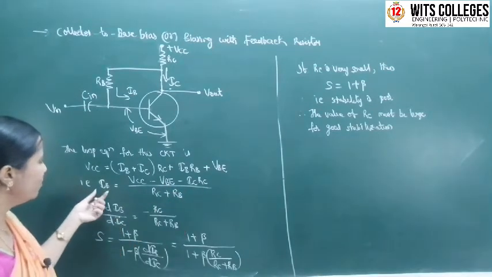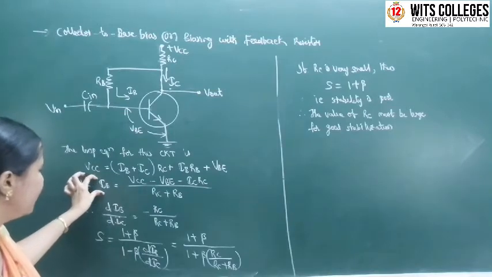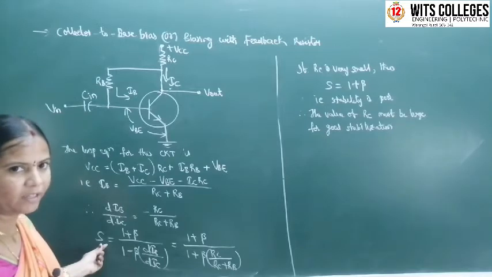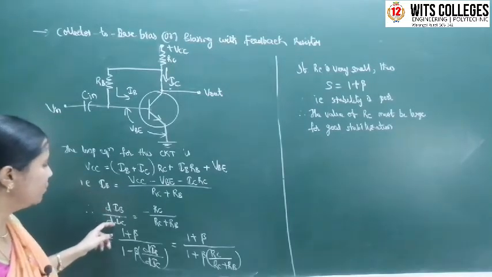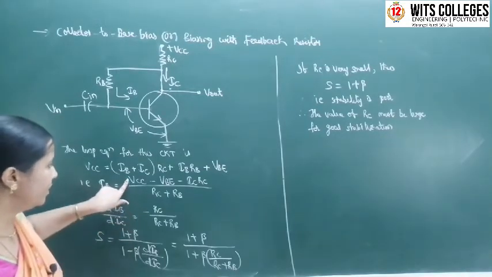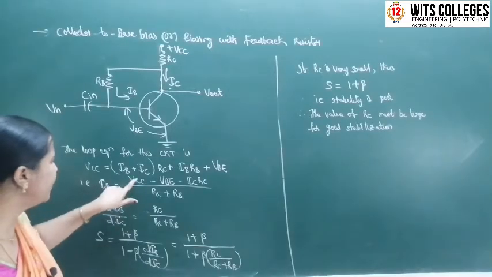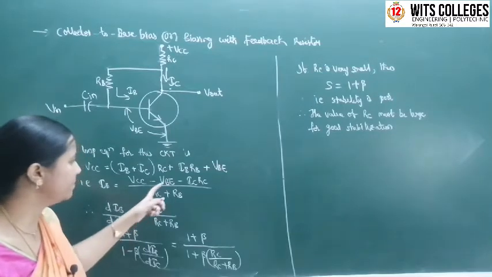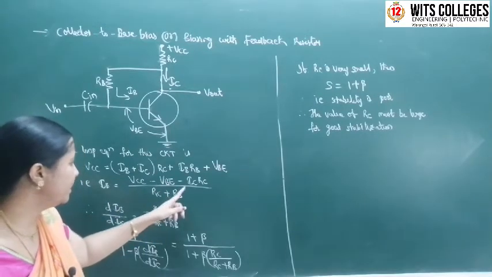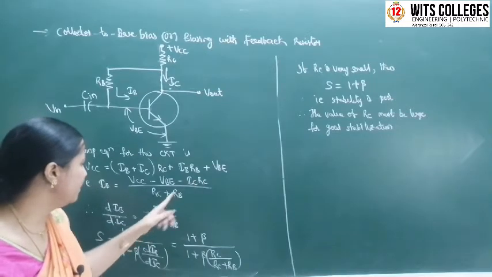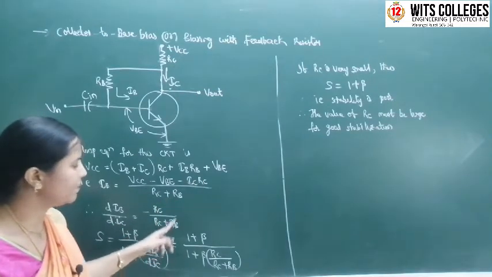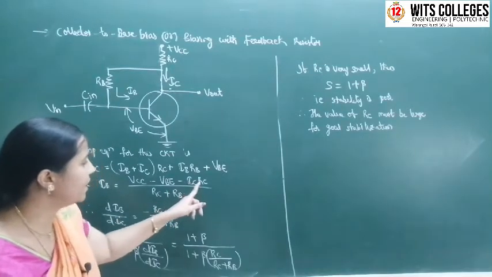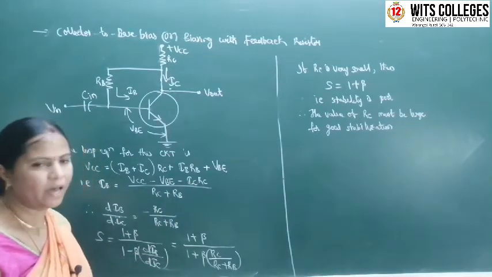Okay? So if you differentiate this equation with respect to IC in order to calculate the value of the stability factor, dIB by dIC equal to, so if you differentiate this equation, dVCC by dIC is equal to 0, and dVBE by dIC is also equal to 0, and here you will get minus RC by RC plus RB, and dIC by dIC is equal to 1, and you will get finally minus RC by RC plus RB.